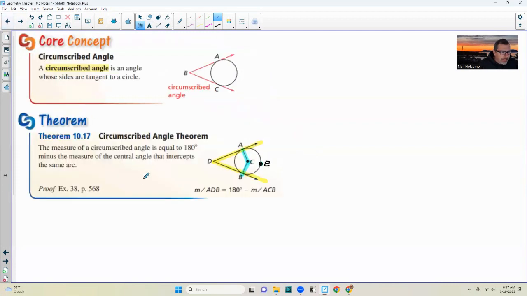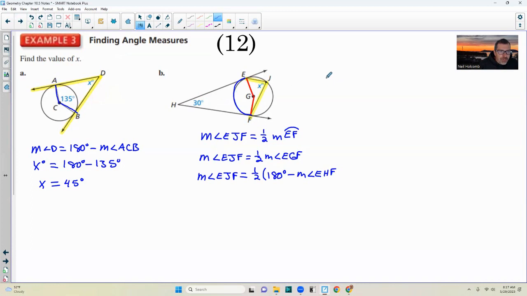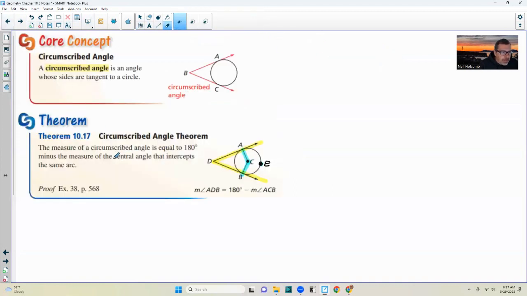Okay, so let me go back here. The measure of the circumscribed angle is equal to 180 minus the measure of the central angle. Think of it this way: the measure of angle EHF equals 180... The measure of the circumscribed angle, angle D, equals 180 minus the measure of the central angle. Okay.